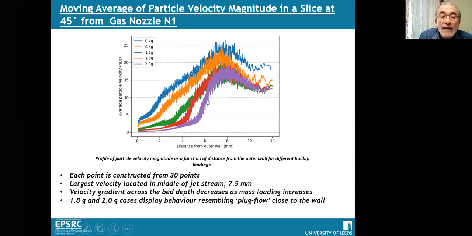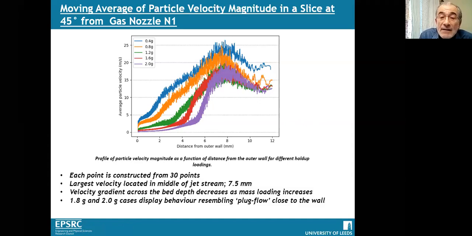So that's for 2, and then I go to the lowest one, which is 0.4 gram. As you see here, 0.4 gram, immediately you get the shearing, because there is hardly any depth of the bed in that system. So you have a velocity gradient right to the maximum. And the other mass loadings vary in that way. So 1.6 and 2 still have some plug flow arrangement in the system. So that's basically the profile of the particle velocity in that slice, which is based on a moving average of 30 points.